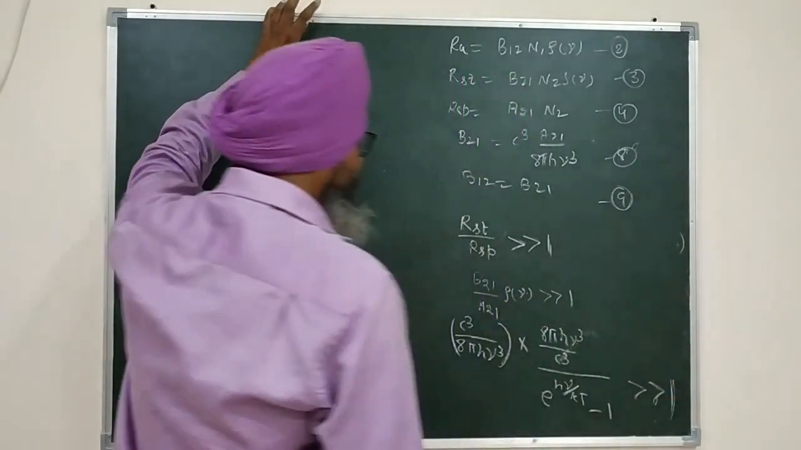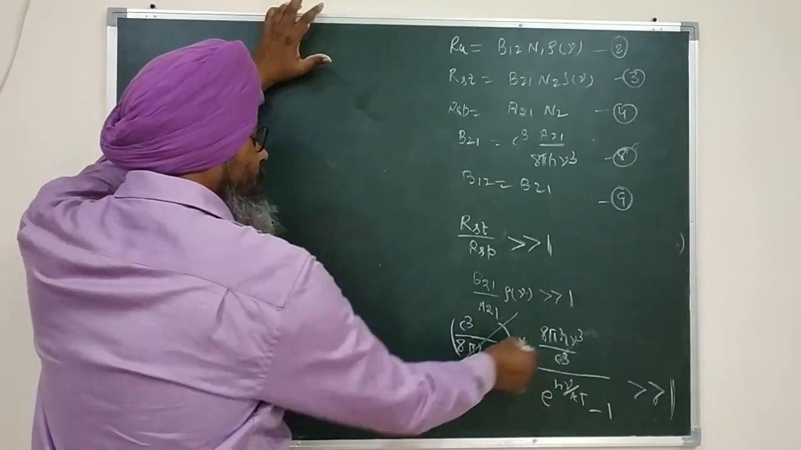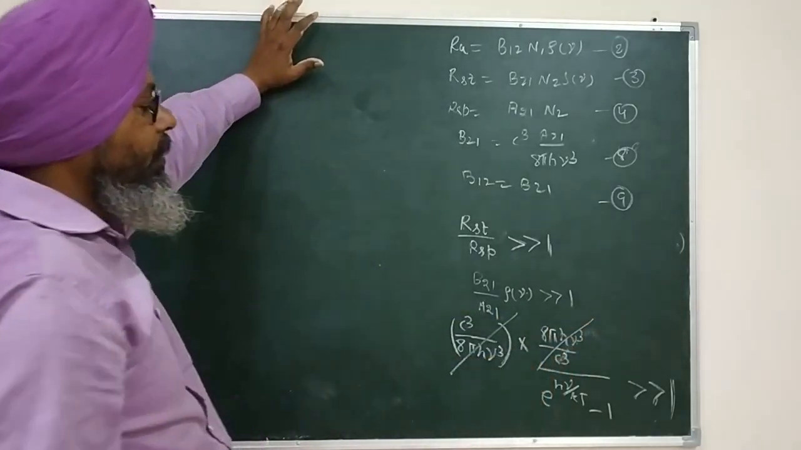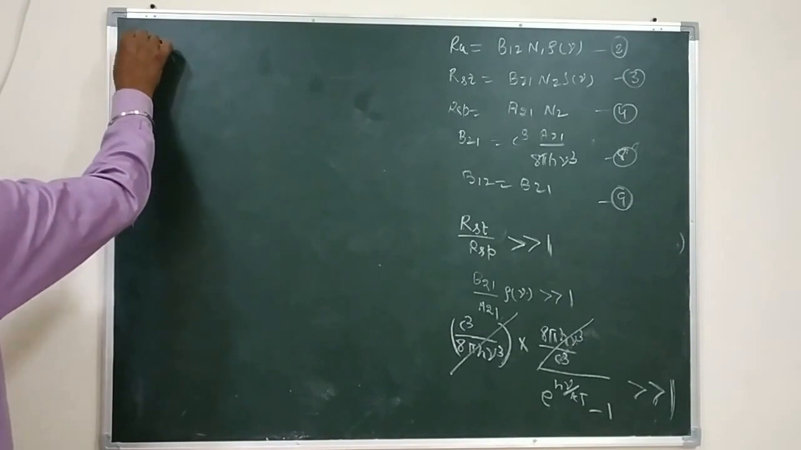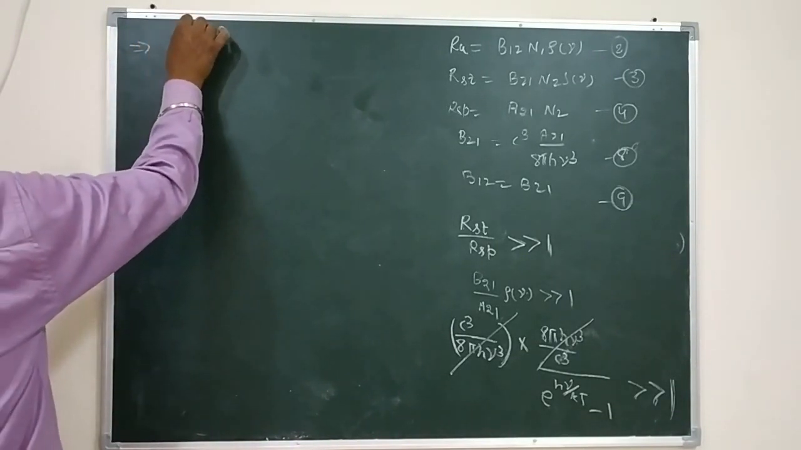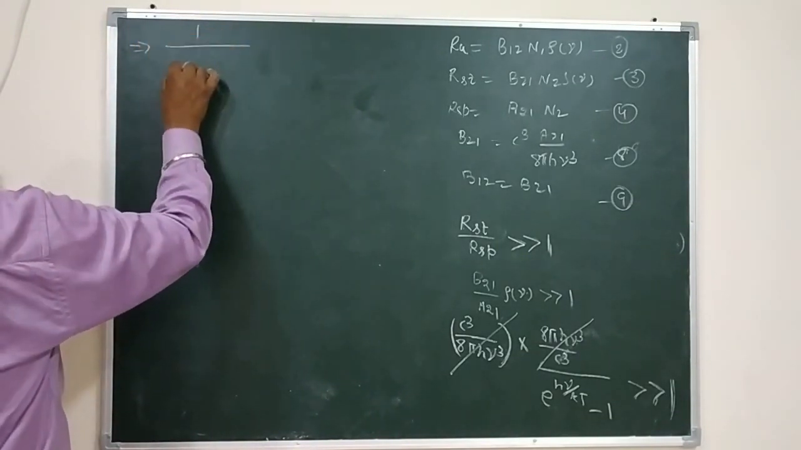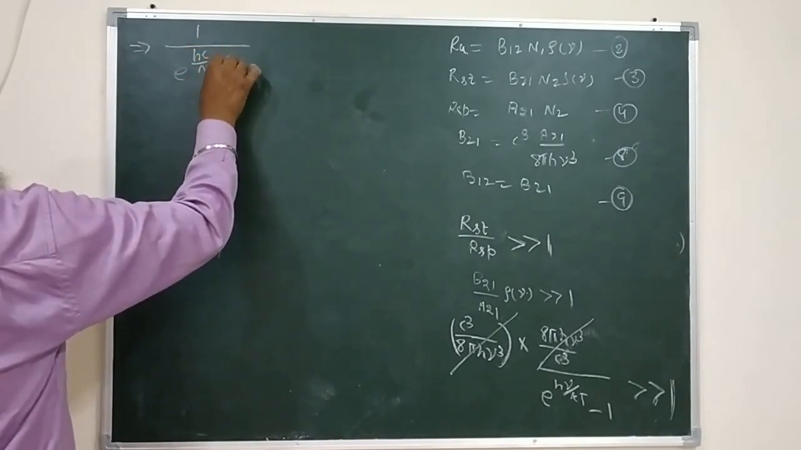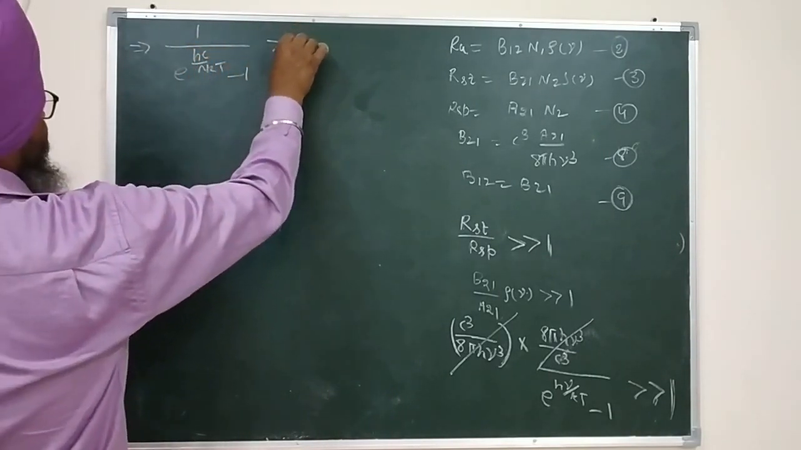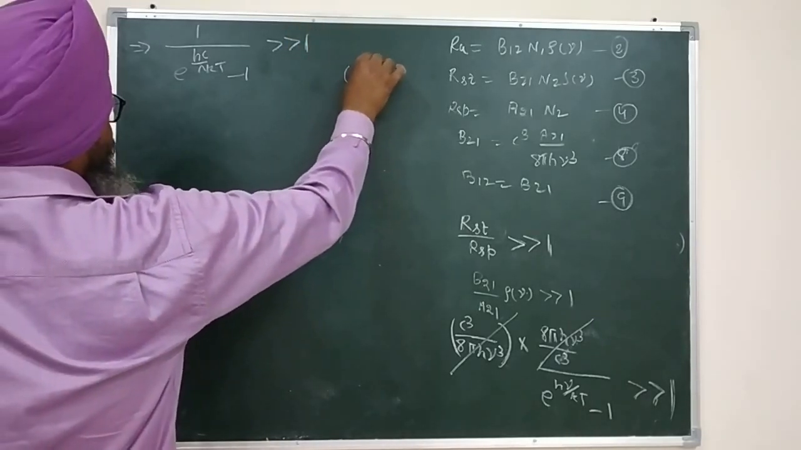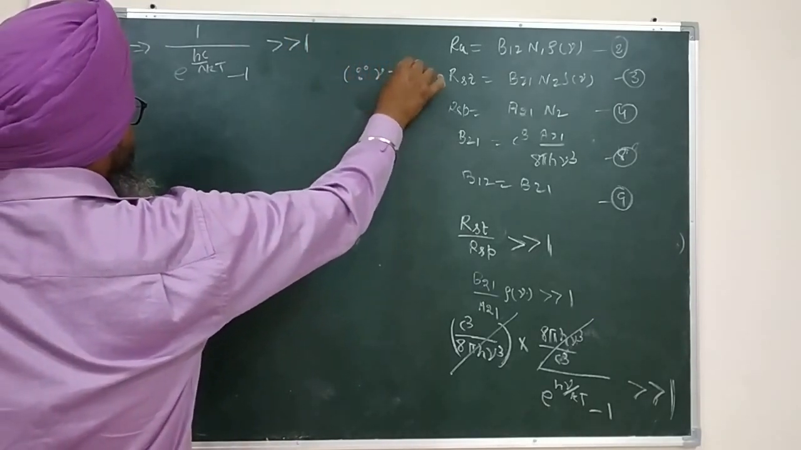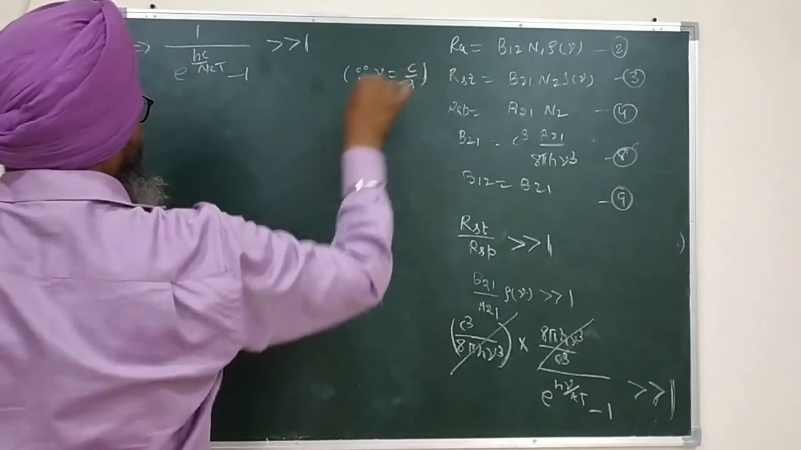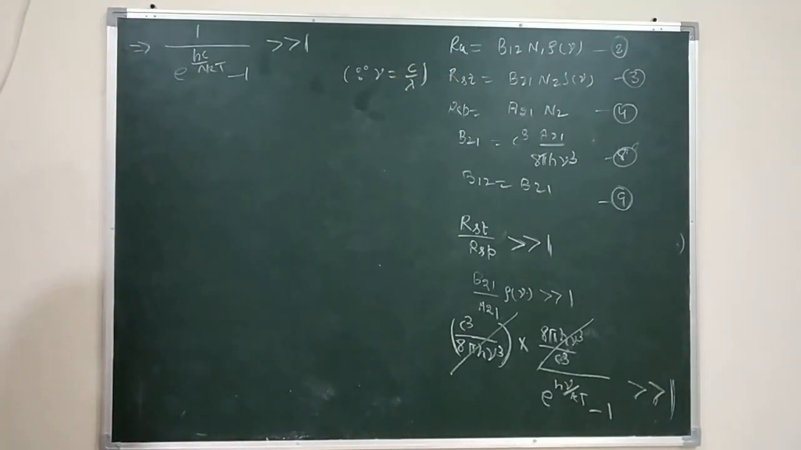This value must be greater than. Now these are cancelling quantities. Therefore, 1 upon e raised to power hc by lambda kT minus 1 should be much greater than 1. I have used the expression nu is equal to c by lambda because most of the times we are familiar with the wavelength values rather than frequency values.